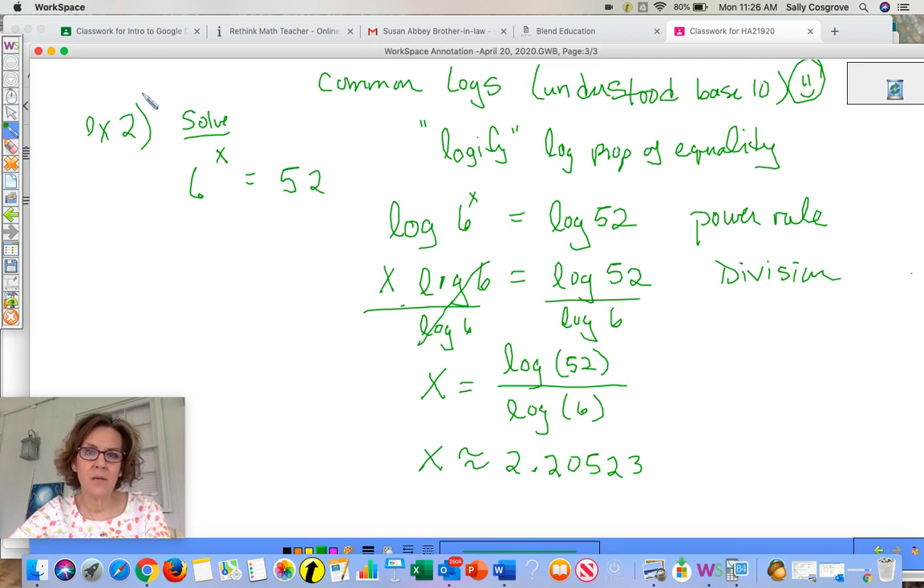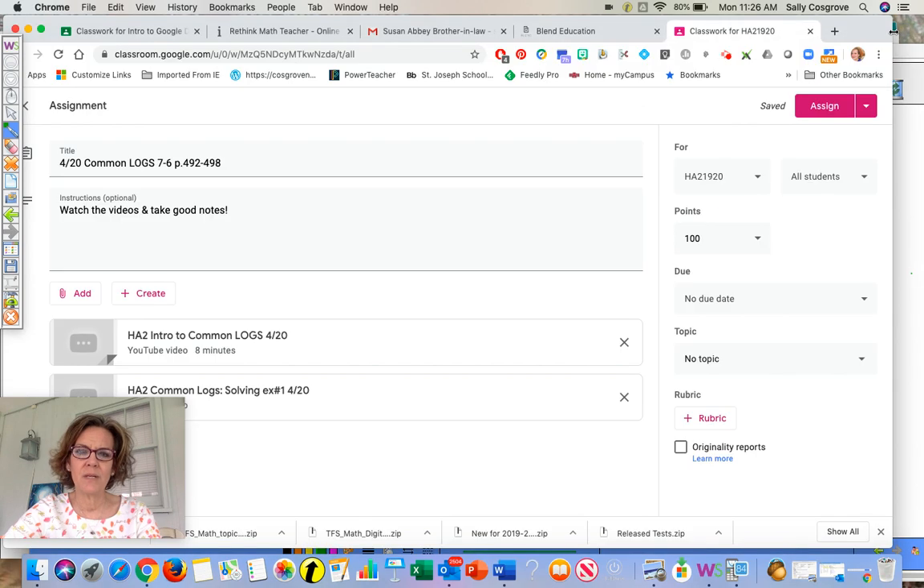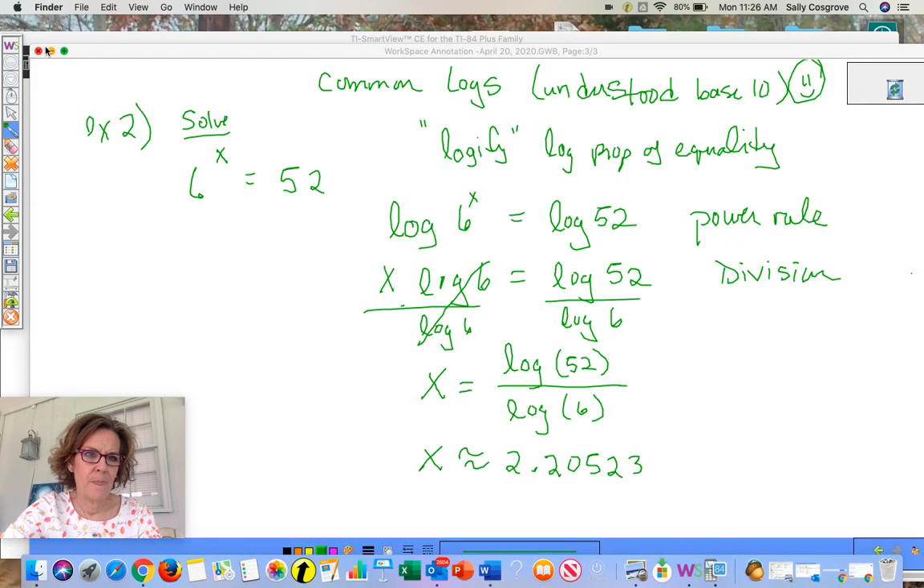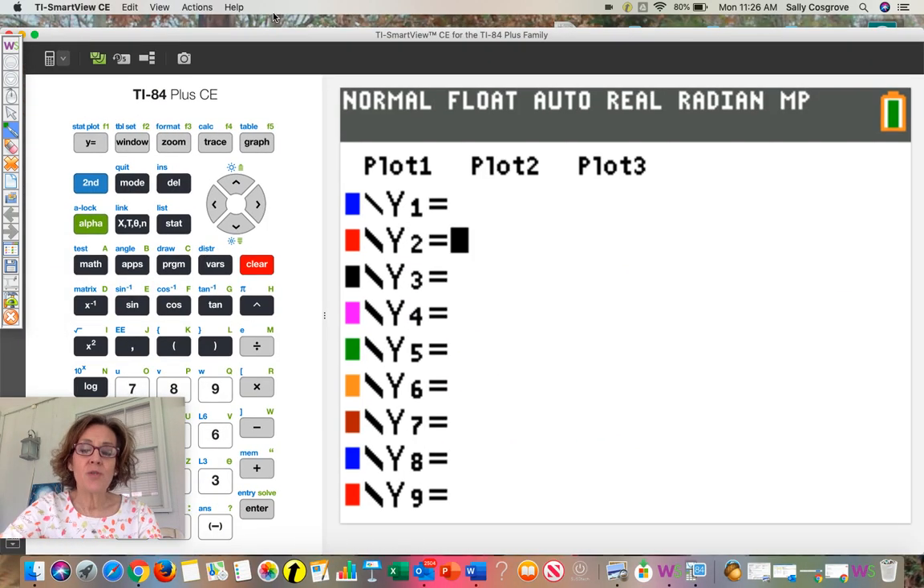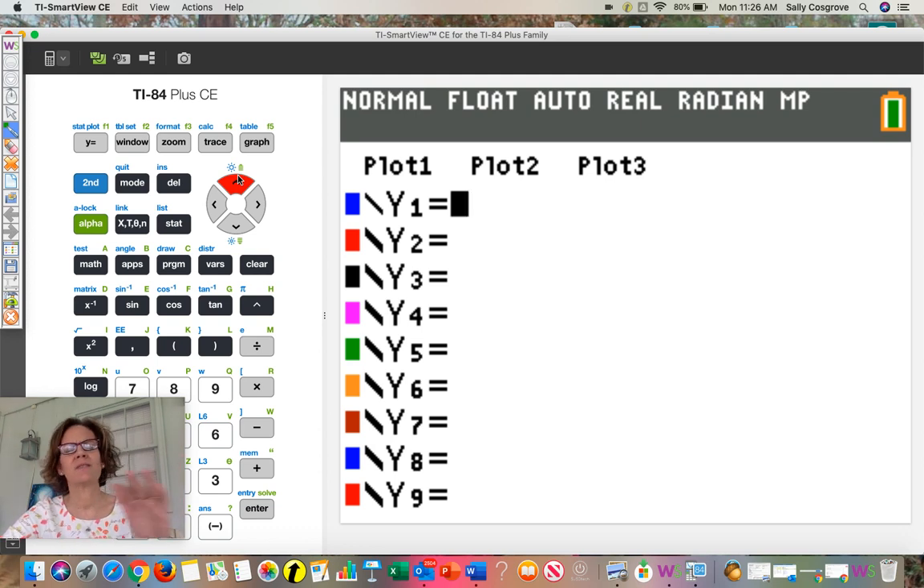So somewhere back here, I have my calculator app. Let me get it up. We are looking to see if in fact it is 2.20523. Aha, here we go. So go to your original equation, which was 6 to the x equals 52. I showed you in class before the break that you can use your calculator to check any equation. You put the left side of the equation in y1 and the right side of the equation in y2.